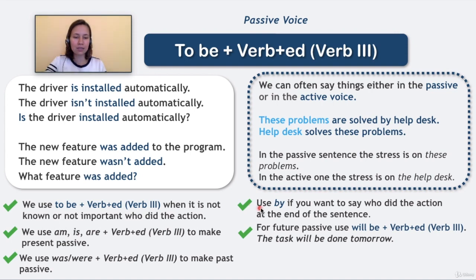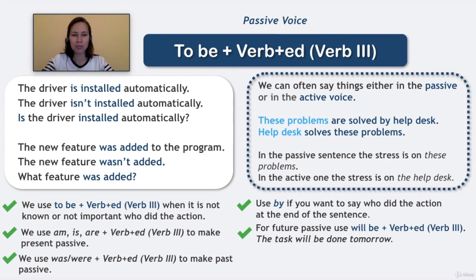All right, and again, use by if you want to say who did the action at the end of the sentence. The driver is installed by a technician. The driver is installed. This is a passive sentence, but if you want to add who did it, you can say by somebody, for example, by a technician.